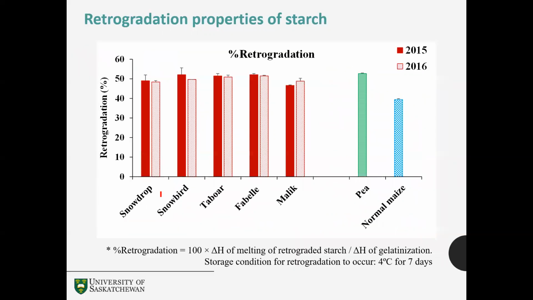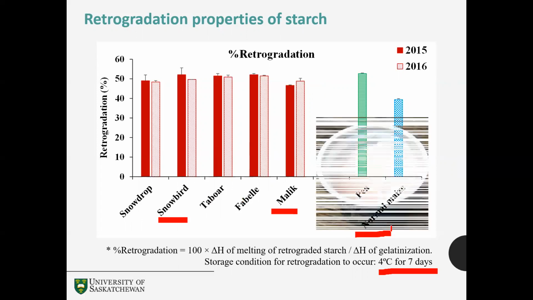After we gelatinize the starch, we store it at 4 degrees Celsius for 7 days to determine the percentage of retrogradation. All the faba bean and pea starches show a percentage of retrogradation between 45 and 50%. But the normal maize starch only showed a percentage of retrogradation of about 40%.